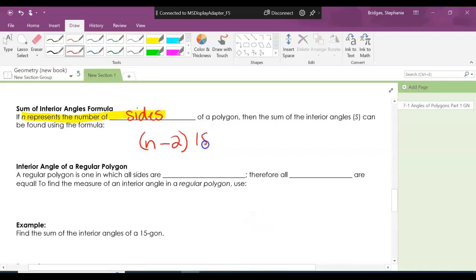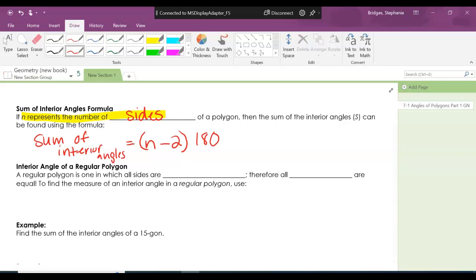And so then I'm going to have to multiply that by what? 180. So the formula for the sum of the interior angles is that formula we just wrote right there: n minus 2 times 180. And again, I will give that to you. You don't have to memorize it. You just have to know how to use it. That is the formula we're going to use here in just a few minutes. So far, so good?